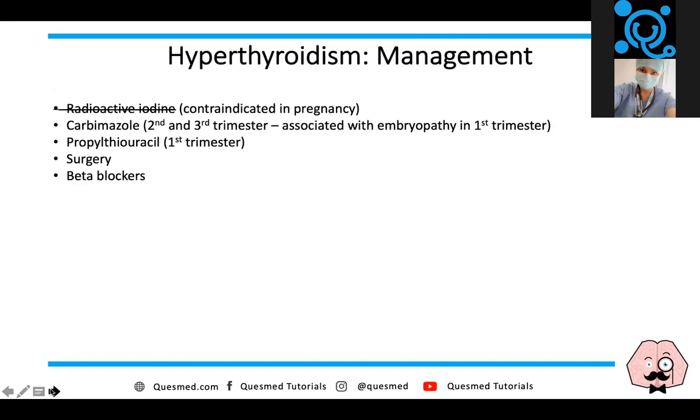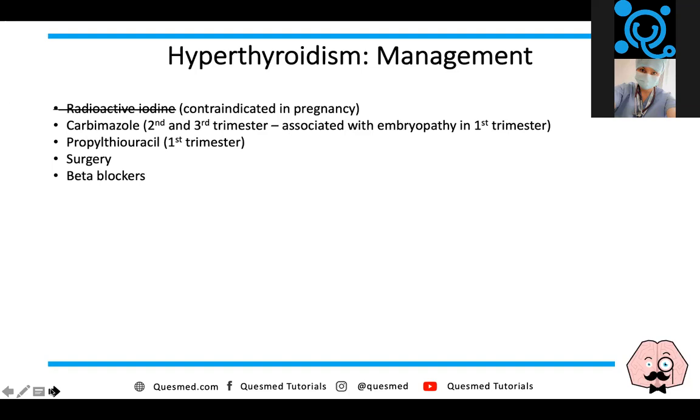So let's think about management of hyperthyroidism. So it's a bit tricky in pregnancy. We obviously cannot use radioactive iodine at any stage of pregnancy, as that's really teratogenic. And remember, even people on radioactive iodine are advised to avoid pregnant people. That's how teratogenic it is. So that is a total no-no.